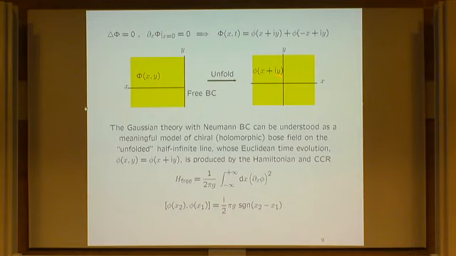The Euclidean time evolution is just the condition of holomorphicity for this function phi. The Hamiltonian is simple, but the price we pay, since it's a chiral field, is that the commutation relation is not local anymore. The commutation relations involve step functions, which is not a local commutation relation.